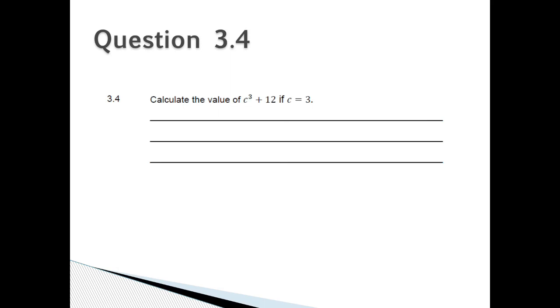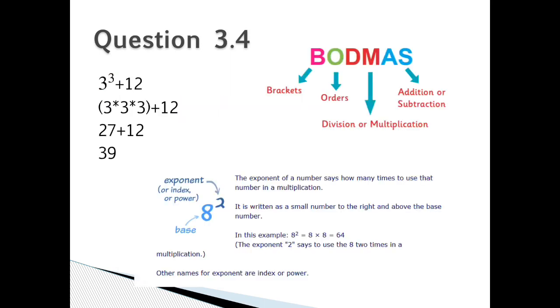Question 3.4. Calculate the value of C cubed plus 12 if C is equal to 3. BODMAS is very important. We need to always start with brackets, then orders, then division or multiplication, and then addition or subtraction. And when we're working with an exponent, we need to remember that it has a base, an exponent, or index, or power. The index of the number says how many times to use that number in the multiplication. So 3 to the power 3 is equal to 3 times 3 times 3 plus 12. So it will give us 27 plus 12, which is 39.